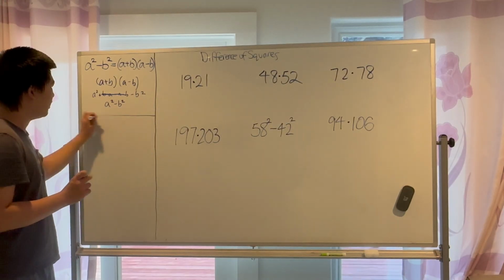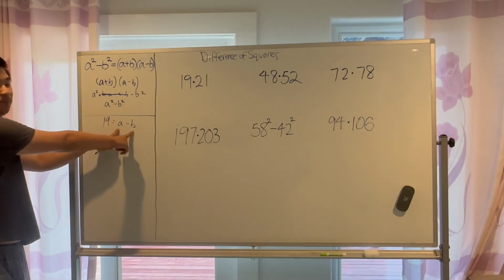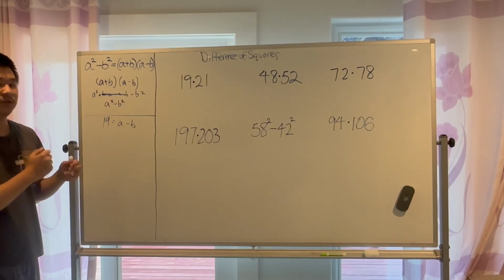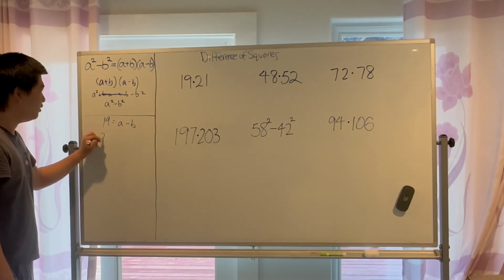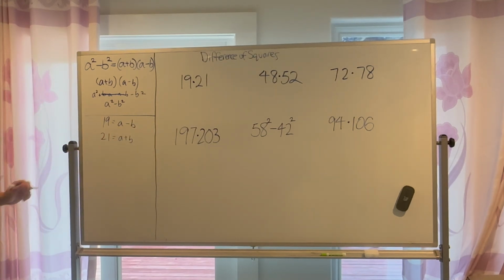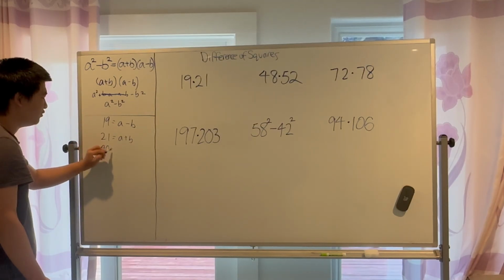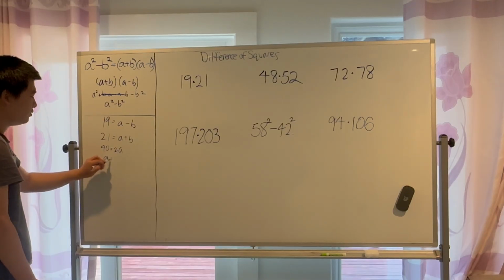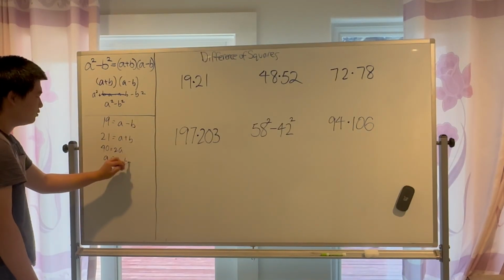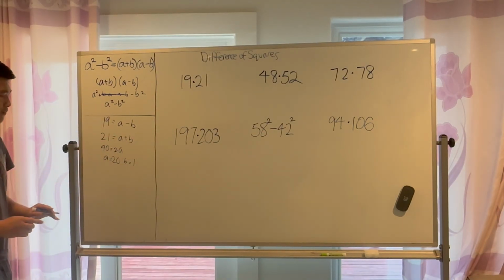So I'll just write this out right now. 19 equals a minus b, because once again, a minus b is a smaller number, and 19 is a smaller number, so we say 19 equals a minus b, and 21 equals a plus b. So how can we solve for a and b? Well, if you're not so familiar with solving systems of equations, that's all right. But what we're going to do is add these two equations together, so we get 40 equals 2a. So that means a equals 20, and b equals 1, because when you plug in a equals 20, we get 19 equals 20 minus b, so b equals 1.